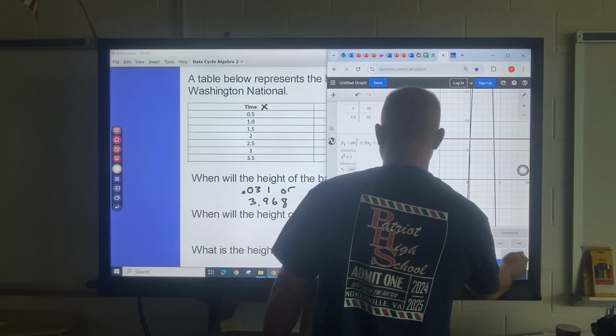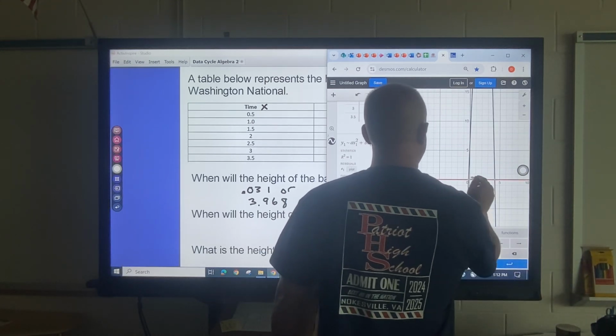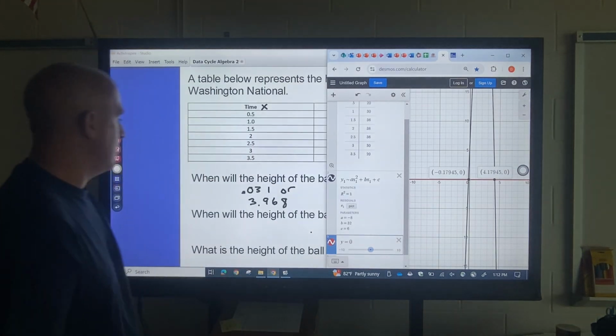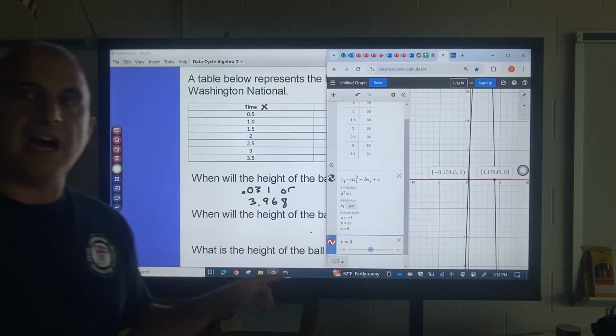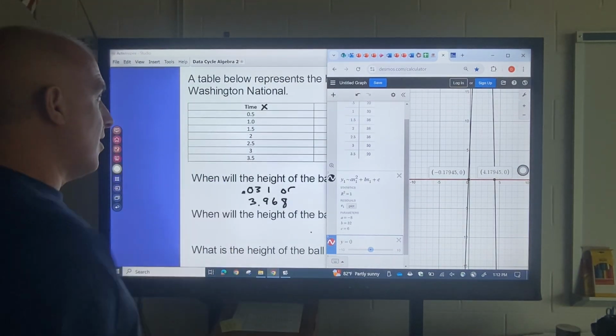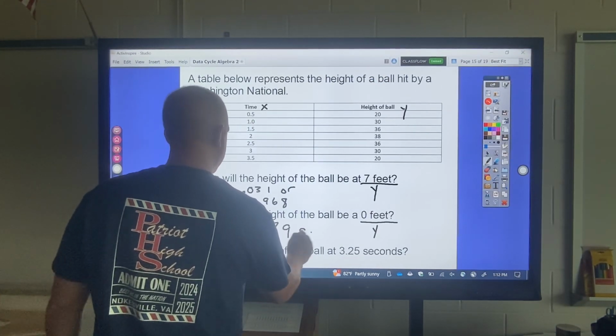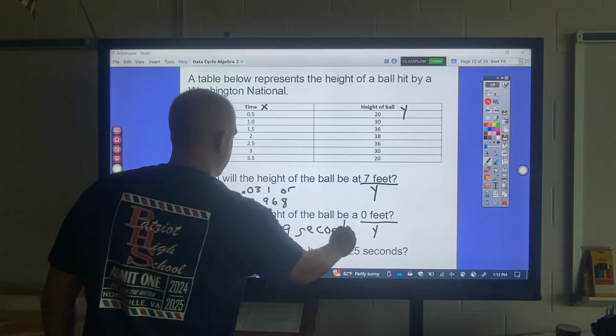Okay, whoops, not 7 plus 0. Y equals 0. Okay, now, when you look at this, this is where you have to think. Can you have a negative time? And the answer is no. The only correct answer is 4.179 seconds. That's how long it takes to be at 0 feet.